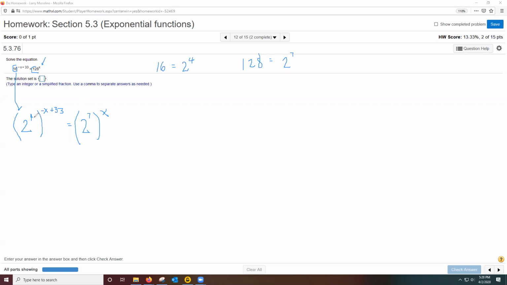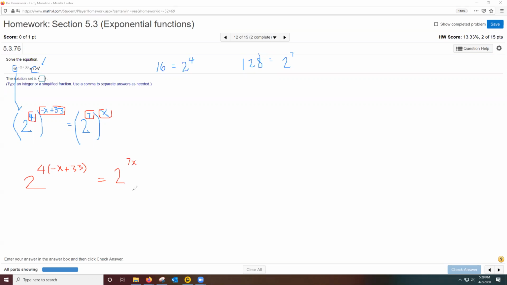All right, well, now I want to go back to some properties of exponents that I remember. There's a property that says if you have one exponent being raised to another exponent, that's where you multiply the exponents together. So I'm going to do that. I'm going to multiply 4 times negative x plus 33 on the left side. I'll leave it to the base 2 for right now. And on the right side, I'm going to multiply the 7 times the x. So that's 2 to the 7x.